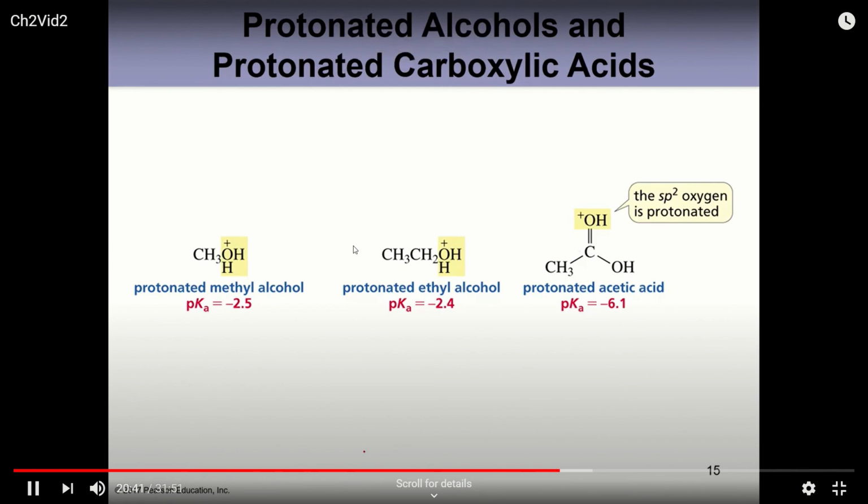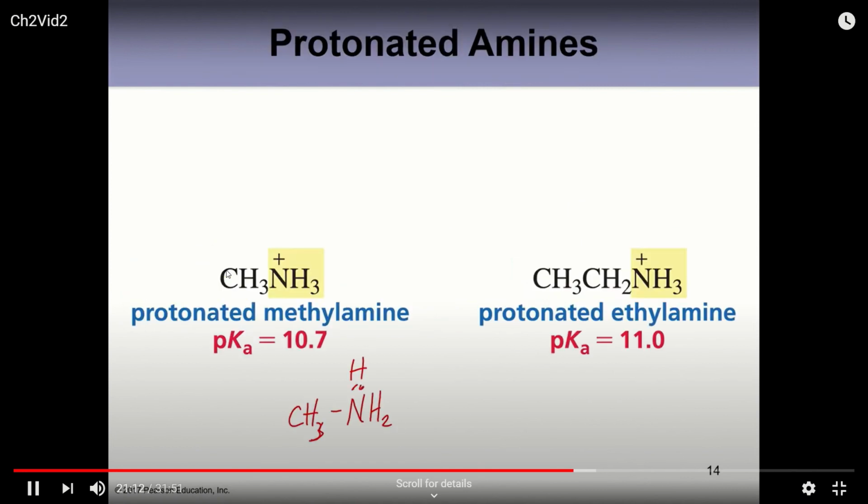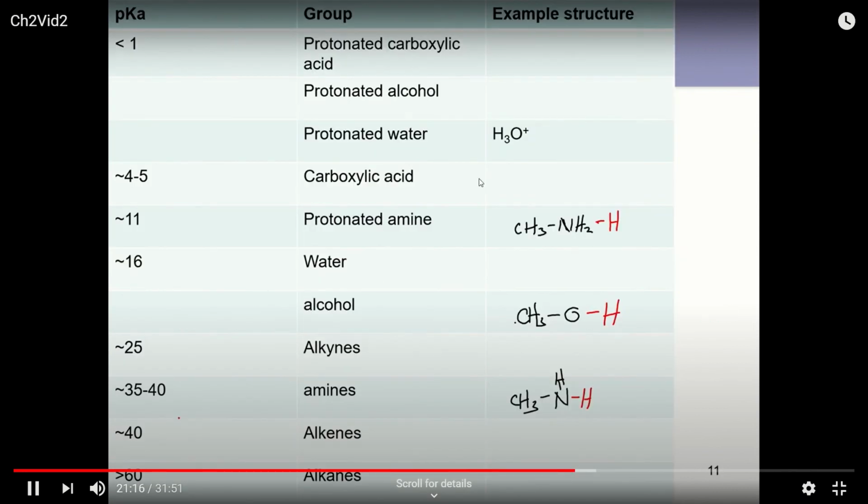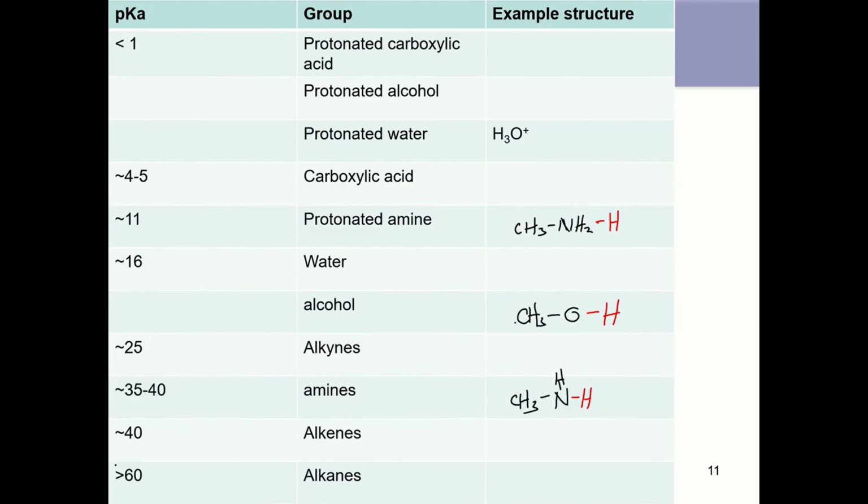Okay, protonated alcohols and protonated carboxylic acids. This is showing you where the protonated hydrogen atom is located. It's an additional atom connected to the alcohol oxygen. Whenever we have a charged atom to hydrogen bond, we're going to have a lower pKa. Protonated alcohols have a pKa that is less than 1, around -2 to -3, and so that is now in the strong acid category.